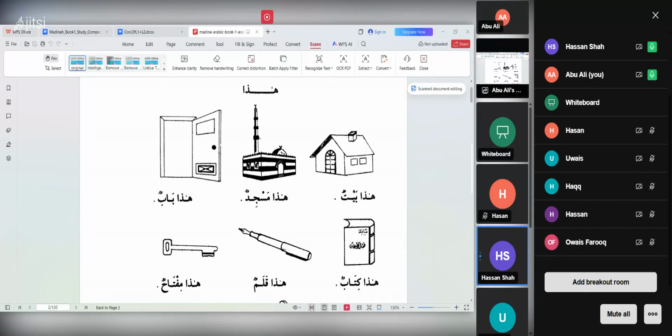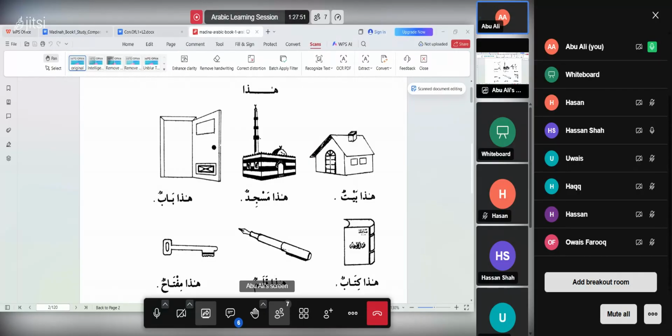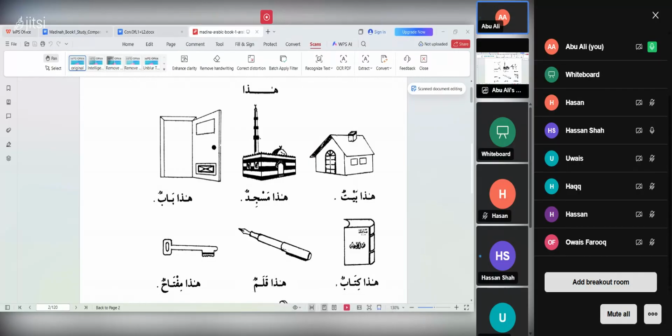So هذا باب. Babun is the... Brother, why are you starting from the second word? Hada is just as important a word as bab is. Okay. So Hada is the subject. Yes. What type of word is it? It is mubtada.